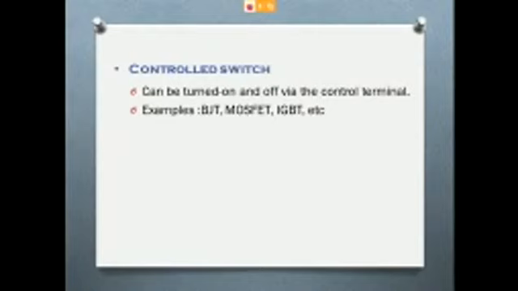And the last classification is a controlled switch. That is a basic type of switch. It can be turned on and off via control terminals. It has a control terminal, so we can turn it on and off manually. The main examples would be BJT, MOSFET, IGBT, etc.